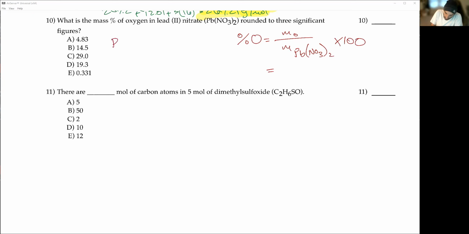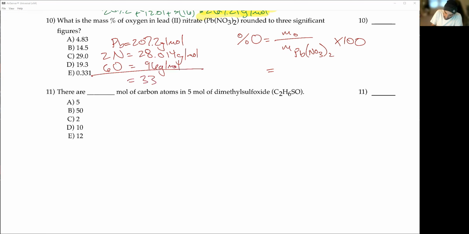So I have lead, which is 207.2 grams per mole. 2 nitrogens, which is 2 times 14, 28.014 grams per mole. And we have 6 oxygens at 16 each, 96 grams per mole. So the grand total of all of those together for lead nitrate is 331.214 grams per mole. And now I just plug the numbers in.